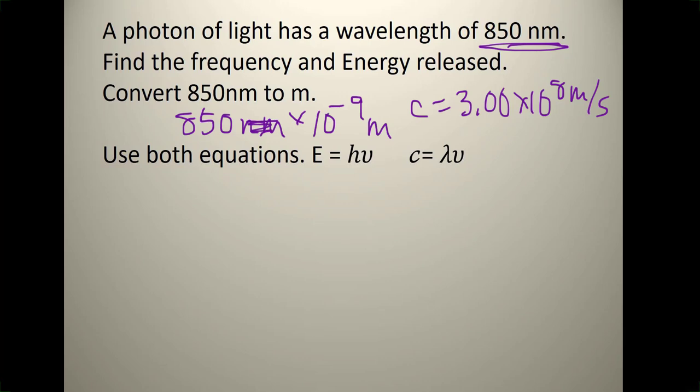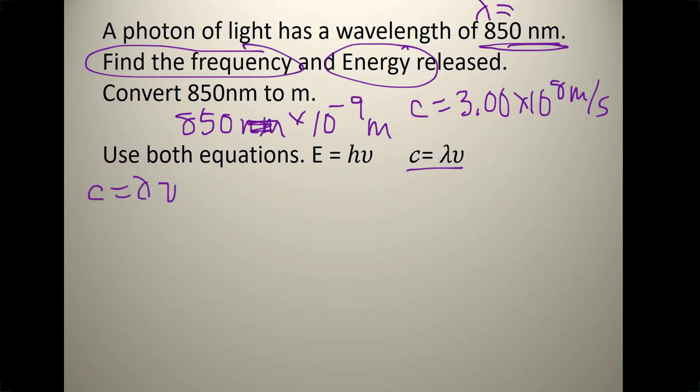So knowing that, we need to look at this problem. We have a wavelength, so here's my wavelength. It says find the frequency and then find the energy, so we have to find both of those things. First of all, which equation has wavelength in it? You're right, it's that speed of light equation, that one right there. So we're going to use this one first. Now I'm going to solve for frequency because that's what they want me to find.